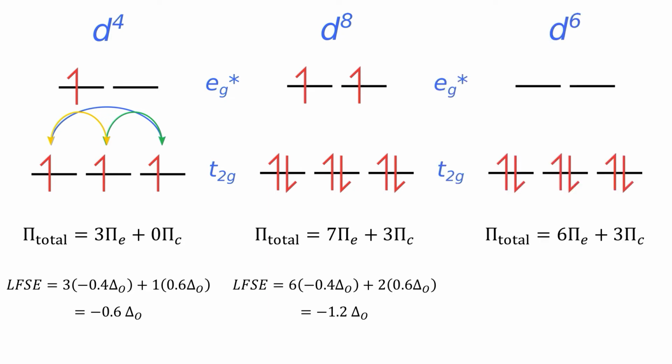For d6 low spin, all the electrons go in t2g, which gives 6 exchange terms and 3 Coulombic terms, and the ligand field stabilization energy is negative, as all the electrons are in the t2g set.